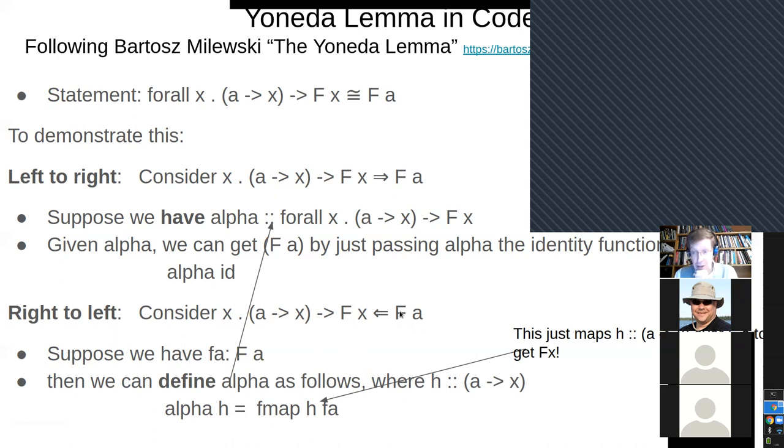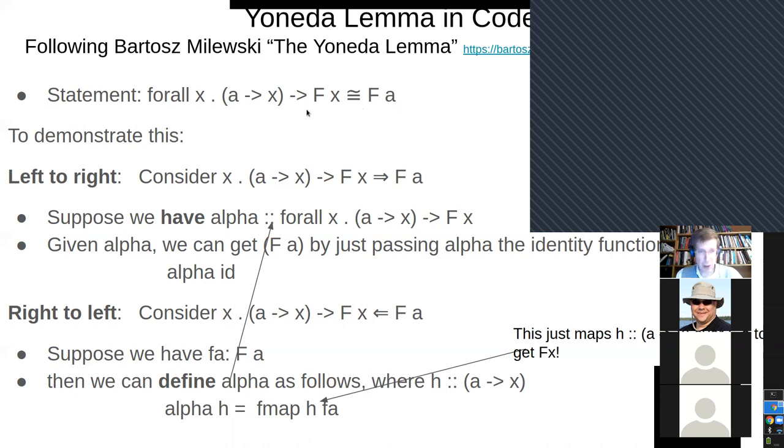F is a functor. With a capital F, no less. And so all I do is I map this function over F of A, and I get an F of X. I F map it. I lift this function to apply it to an F of A, and I get an F of X. I just F map it. And that F maps over F of A to get F of X.